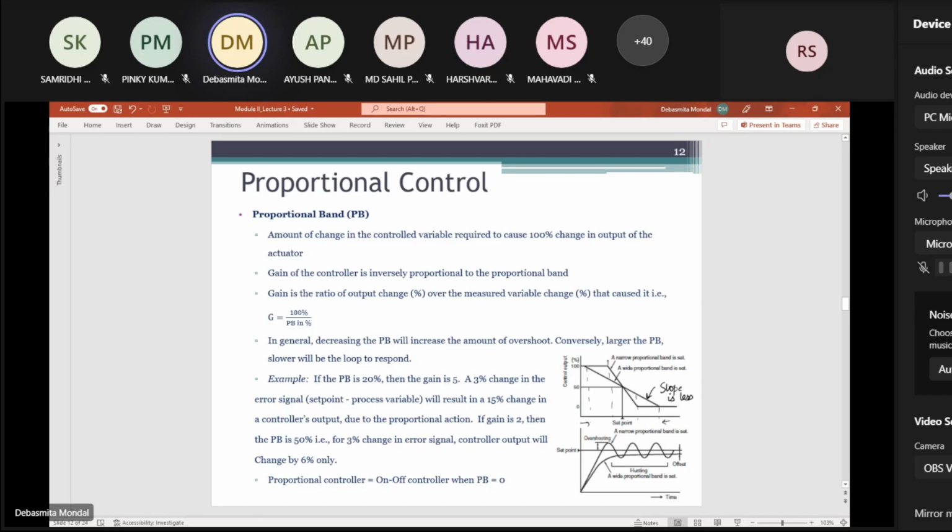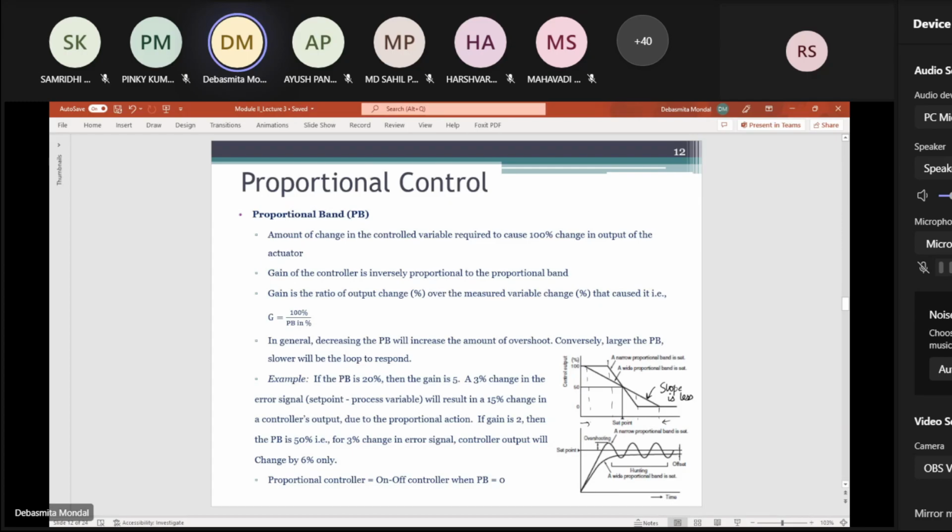Okay, so this is, in general, the concept of a proportional band. You can see that if you make the proportional band 0, it will rise very sharply. From 0 to 100, it will be just a vertical line. That means it will represent an on-off controller. You can say that a proportional controller with a 0 proportional band is equivalent to an on-off controller.